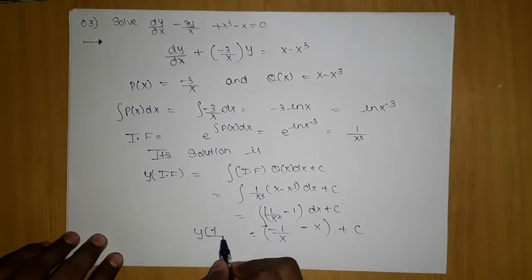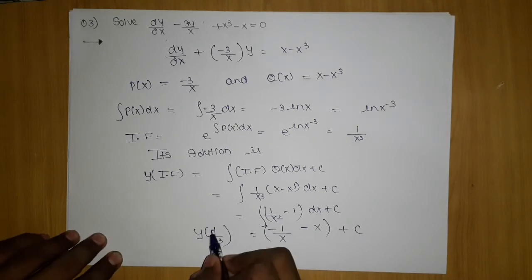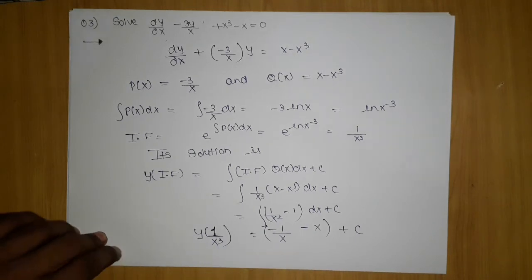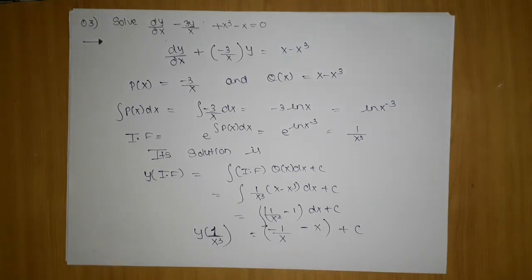The integrating factor is 1 by x cube. Hope you have understood this solution. First we write it in the standard format. Then we compared and got our p of x and q of x. We got the integral term which appears in the integrating factor, got our integrating factor, and we know its solution is given by this, and we got the solution.